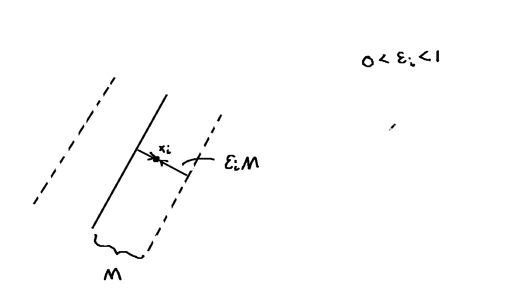The distance between x_i and the hyperplane is given by this distance here, which is M minus this distance, epsilon sub i times M. Okay, so let me write that here: M minus epsilon sub i M. Factoring the M out, we get this.